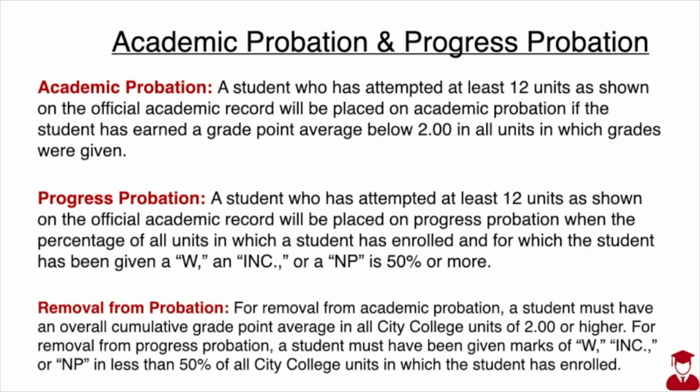Removal from probation. For removal from academic probation, a student must have an overall cumulative grade point average in all City College of San Francisco units of 2.0 or higher. For removal from progress probation, a student must have been given marks of W, INC, or NP in less than 50% of all of the City College units in which the student has enrolled.